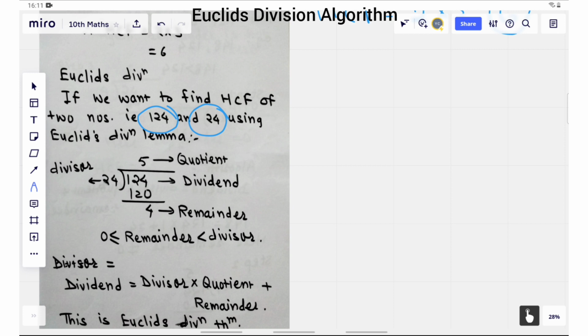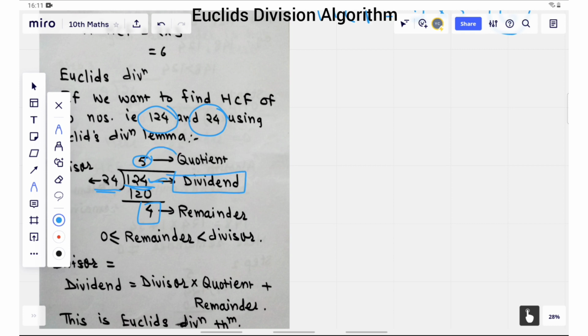So see here, when we divide any number with any other number, that is 124 by 24, so 24 fives are 120, and here the remainder we find is 4. If we see the division, we can see, just wait, in the division, 124 we call it the dividend, 5 is the quotient, 24 is the divisor, and 4 is the remainder. And if we see the division, we find the remainder is always greater than or equal to 0.